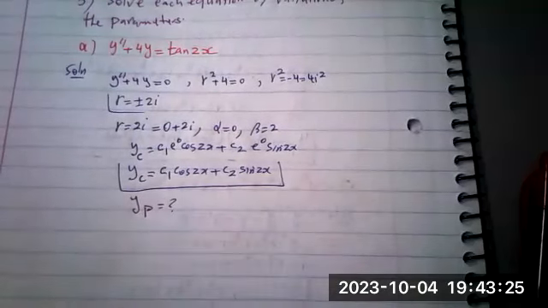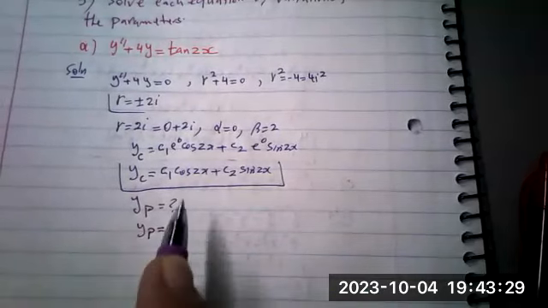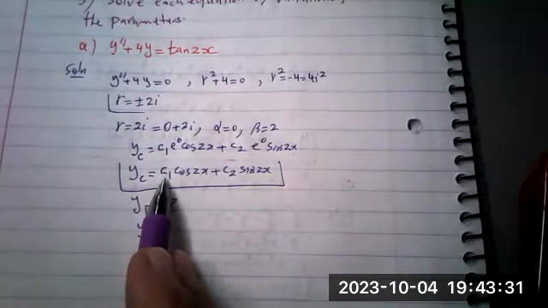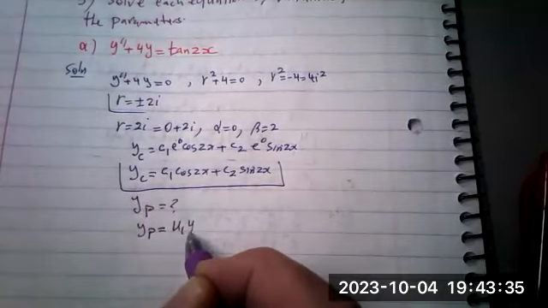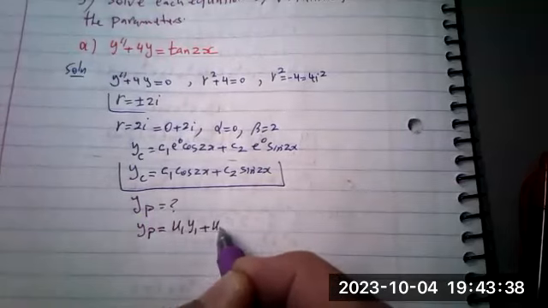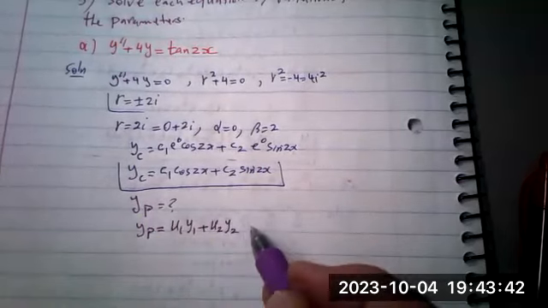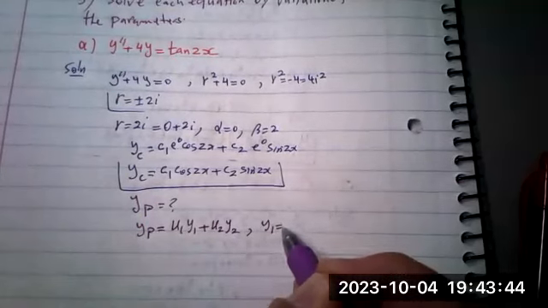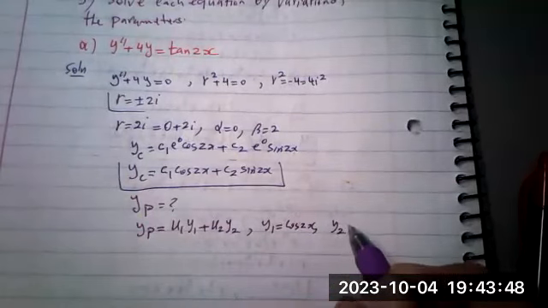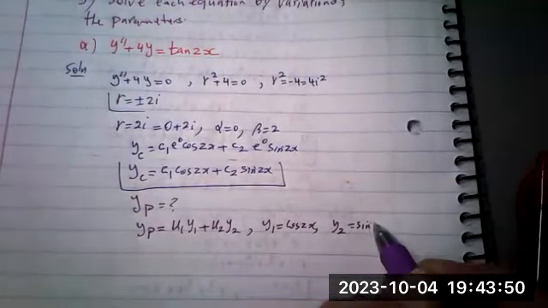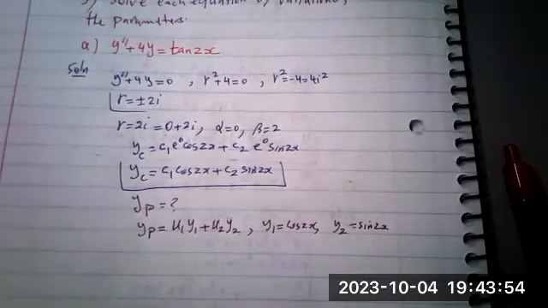Now yp. We want to find the yp. Variation of parameter is this: yp equals, remember, we change the c1 into u1, so it's u1 y1 plus u2 y2. Now y1 is cosine of the 2x, y2 is sine of the 2x. u1 and u2 are the ones that you have to find.